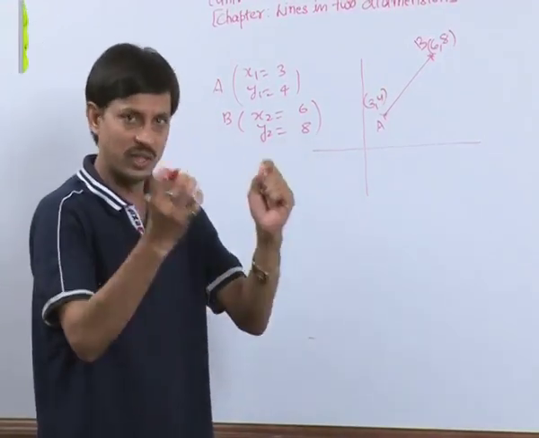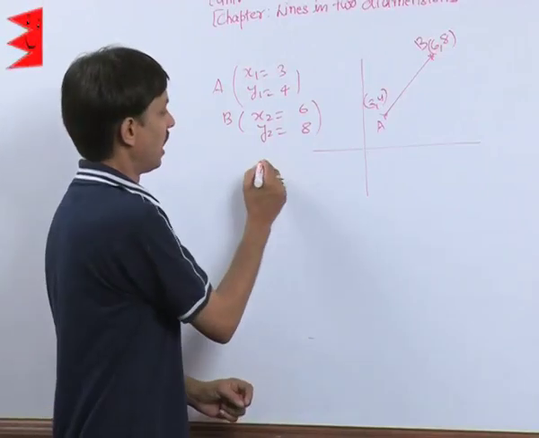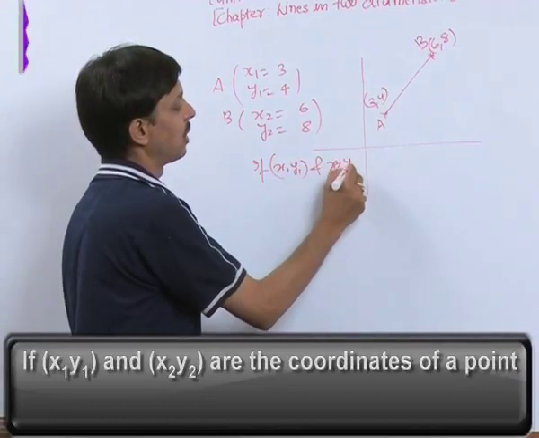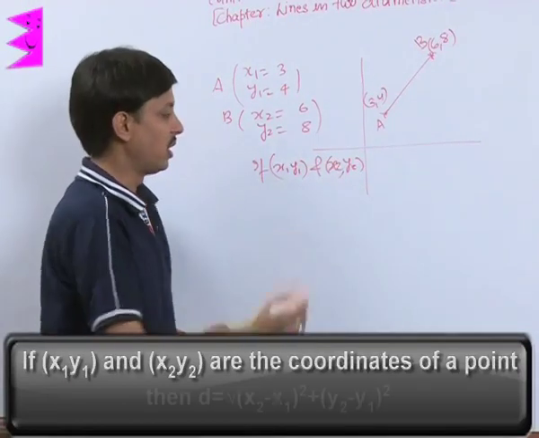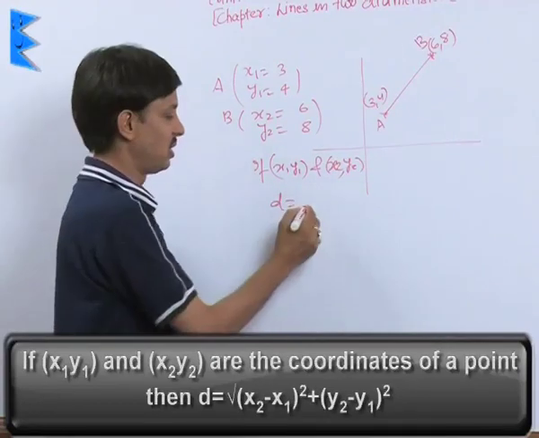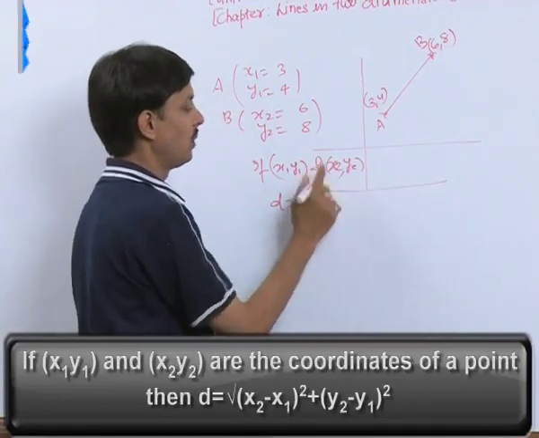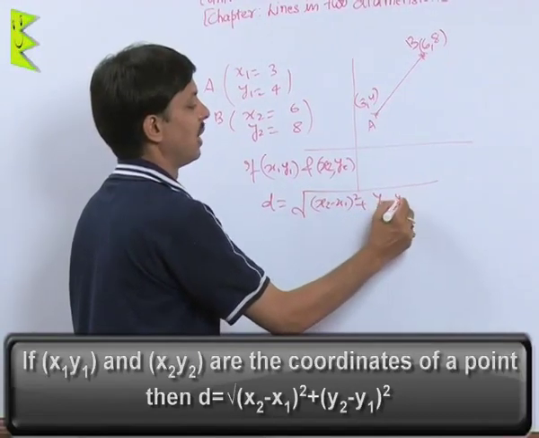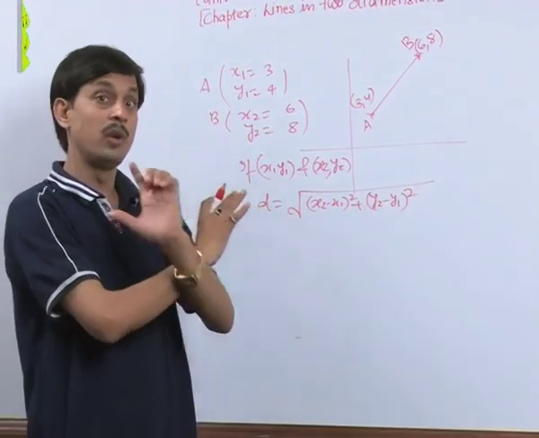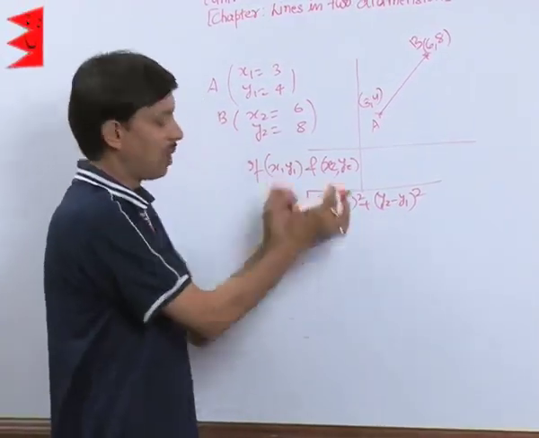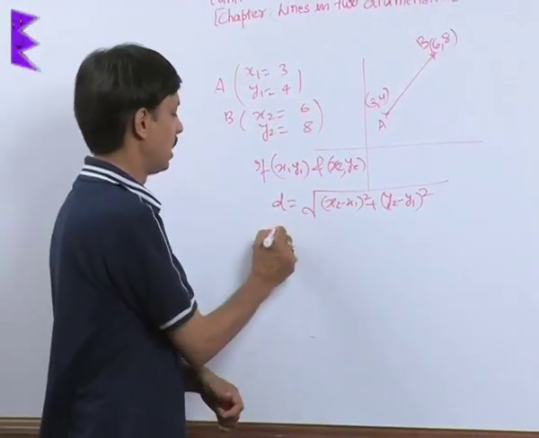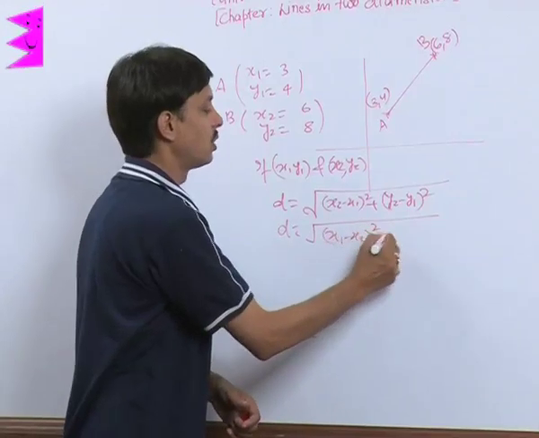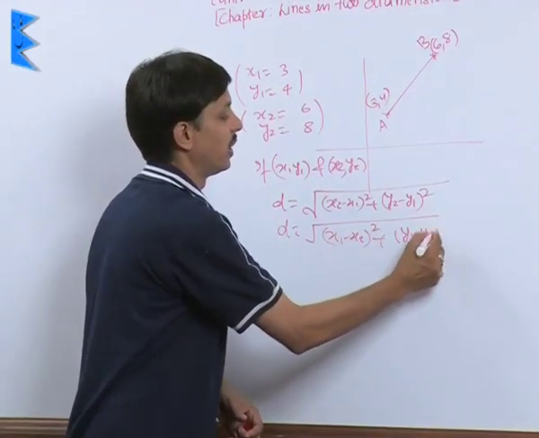What is the rule, what is the formula as discussed with you? If x1 y1 and x2 y2 are the coordinates of two points, then the distance between these 2 points is given by the root of x2 minus x1 whole square plus y2 minus y1 whole square. There should be no confusion in using the formula in another shape also. What is that shape? The distance formula can also be used as x1 minus x2 whole square plus y1 minus y2 whole square.